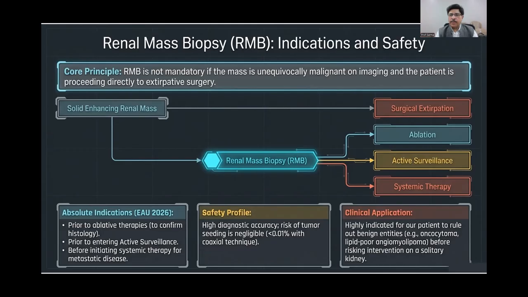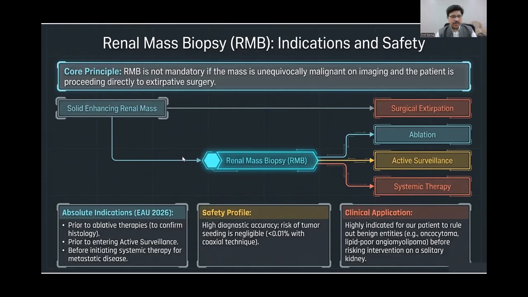It is highly indicated for our patient to rule out benign entities. Why? This is a 62-year-old lady, already one kidney gone, and we have one renal tumor. If it is a benign tumor, I don't have to go for the surgery. I can save the kidney. If it is a locally malignant one, I can do an ablation procedure. Or if it is a very indolent tumor, I can put it under active surveillance and do nothing. For that reason, this particular renal mass biopsy is required.